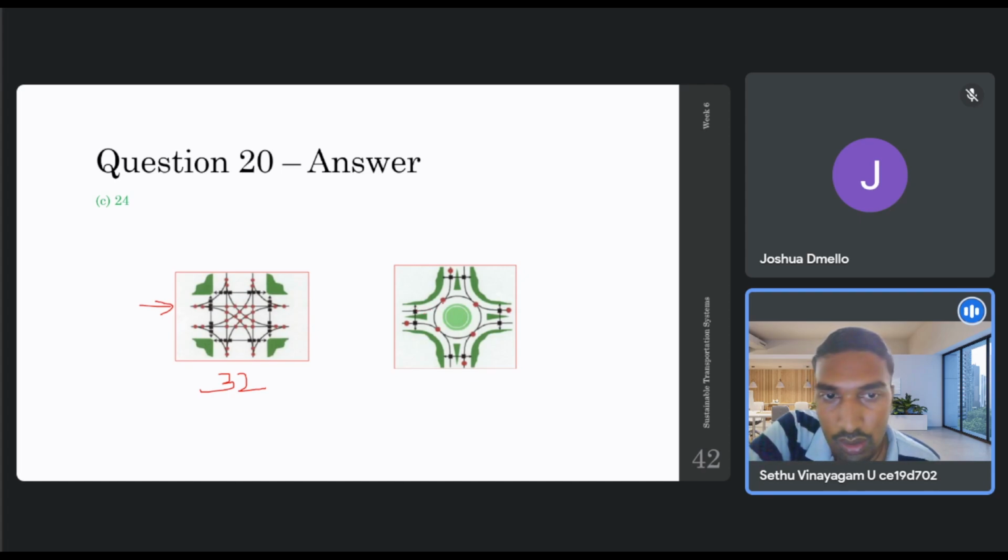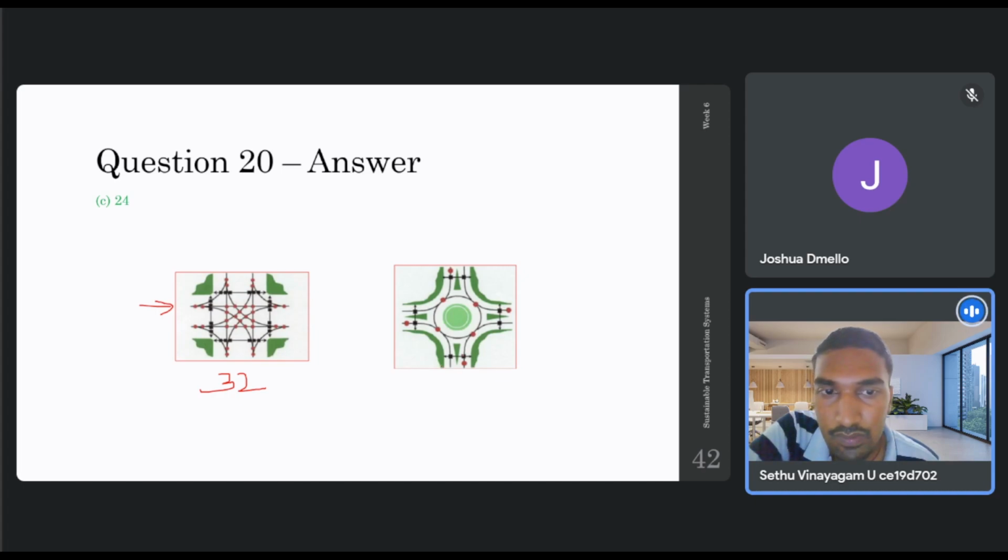But here we have a conflict point because there could be some people who want to turn left, some people who want to go straight or turn right. So there is one weaving happening here, therefore there is one conflict here. Again they have to merge back here, so there is another conflict point there. Similarly, in all the other approaches we will have similar conflicts.